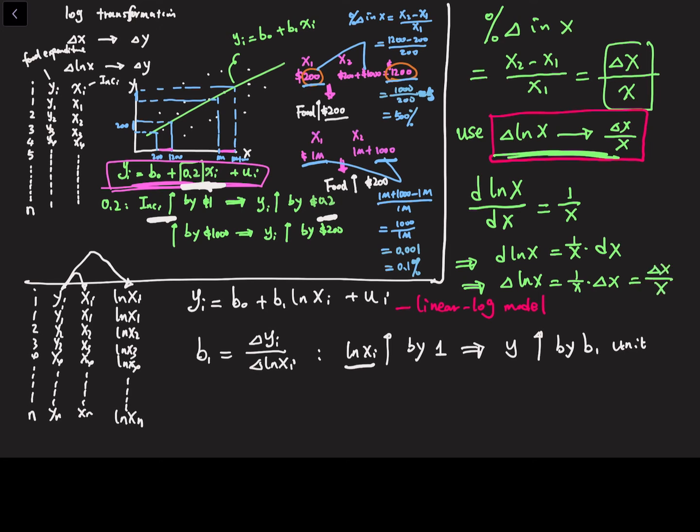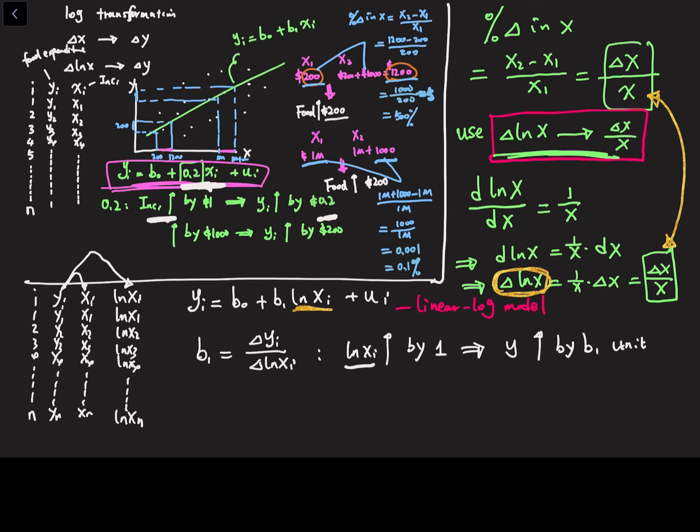You see, if you want to look at a percentage change in x, the two things are the same. A percentage change in x is actually the change in ln x. So now if you want to look at the effect of a percentage change in x on y, for example percentage change in family income on food expenditure, you can just use log transformation.